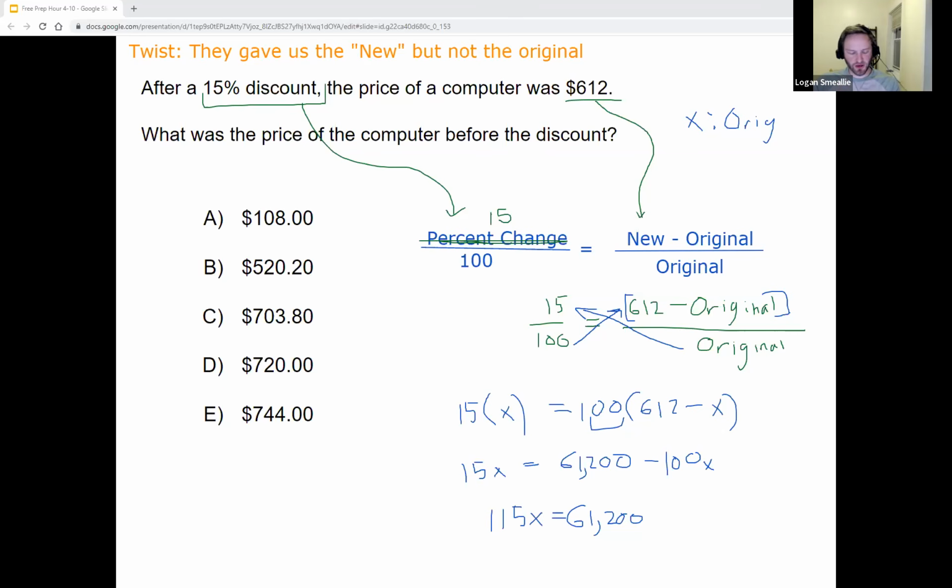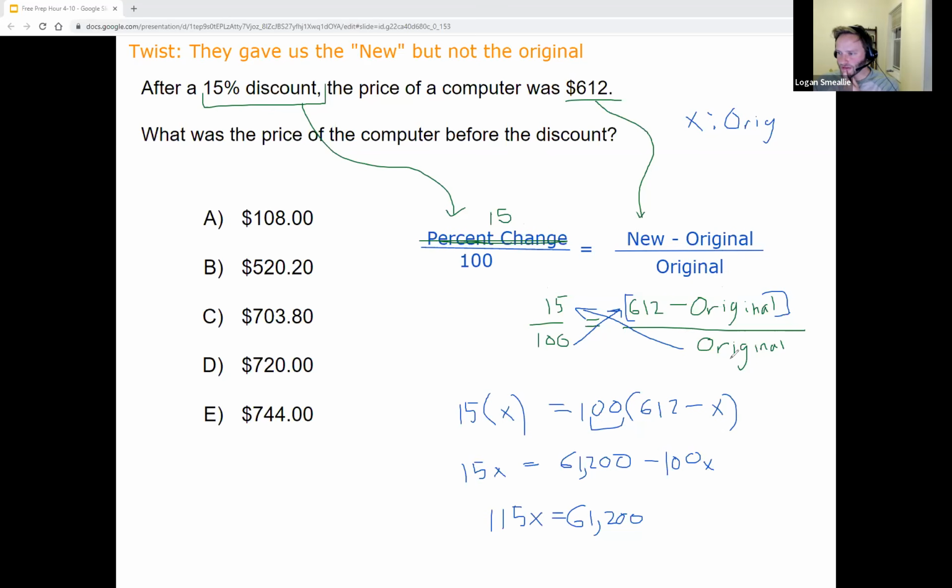Oh, I divided by 115. I'm supposed to divide by 15. Oh no, it is 115. Where have I gone wrong? Percent change equals new minus original over original. If you spot my error, let me know in the chat.